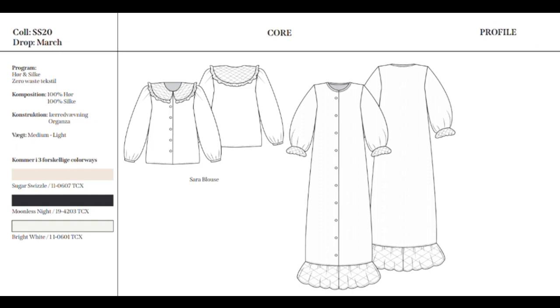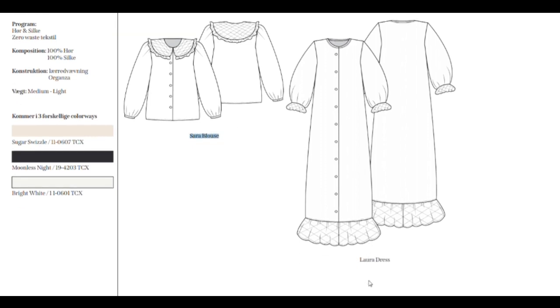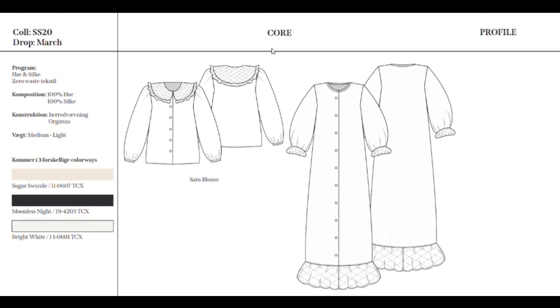So these two items, this Sarah blouse and the Laura dress, are both core items. So as I was talking before, a collection overview is divided in programs. So here is where you would write all the information about a program. So this program is linen and silk program. So both of these two items are made out of linen and silk.